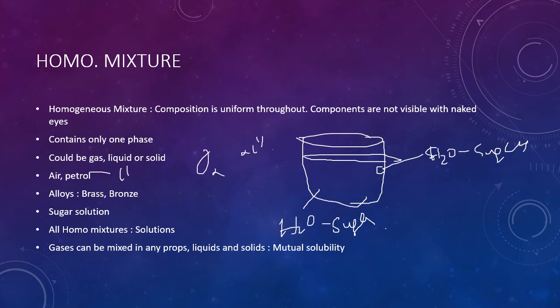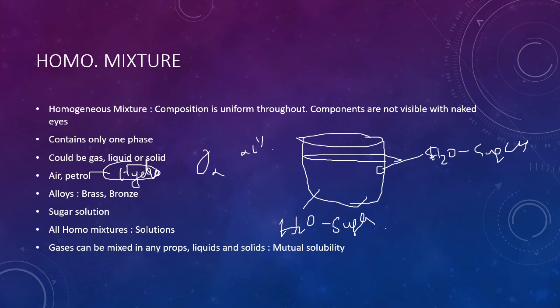Similarly, petrol is made up of different kinds of hydrocarbons. It's a mixture of hydrocarbons. And then these are the examples for gases, air and petrol. In terms of solids, alloys are what? Two different metals, when they combine and give the properties of both the metals, we call it an alloy.